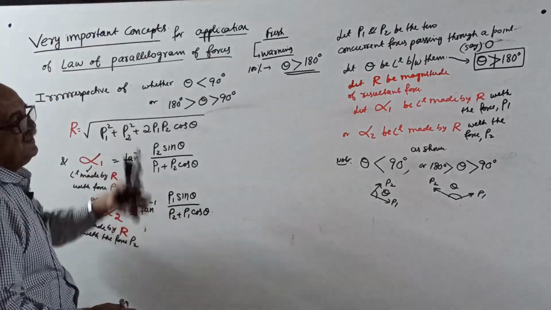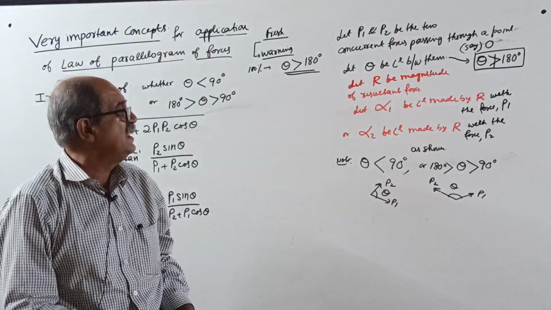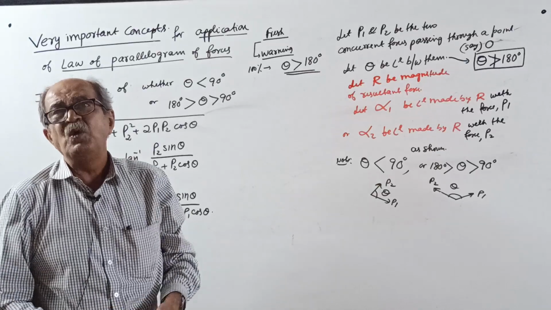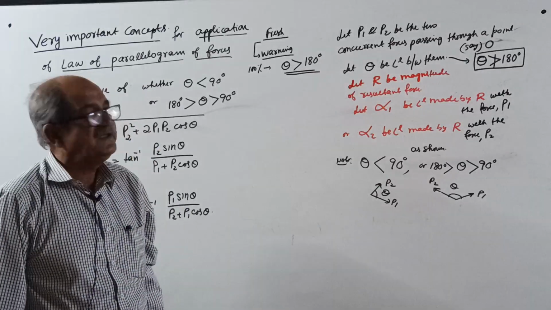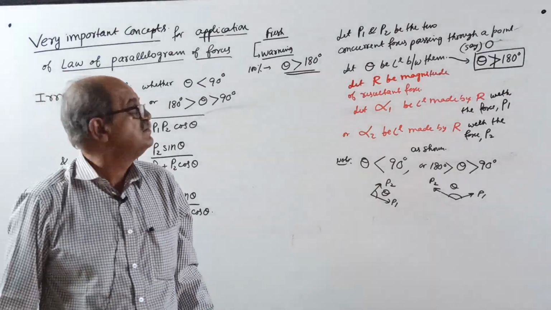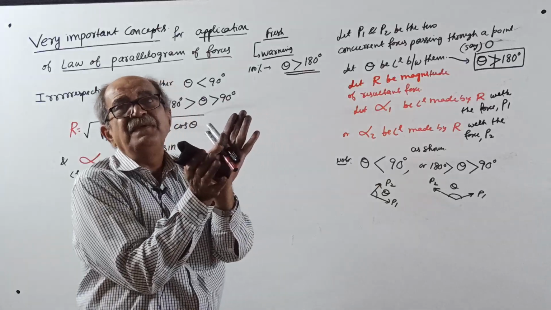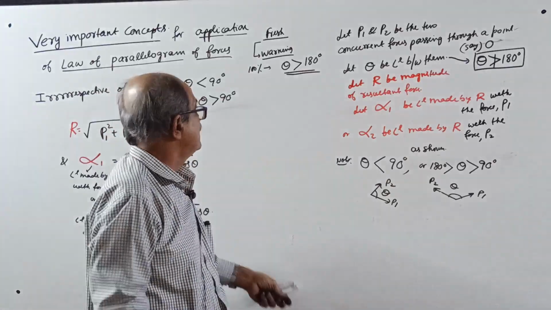This is the result. This is valid whether theta is less than 90 or more than 90, up to 180. Above 180, now onwards in the class, you never bother about more than 180, because if it is more than 180, the parallelogram will come on the other side.